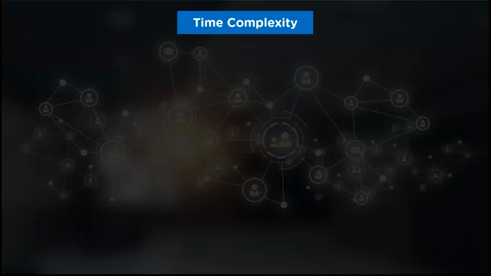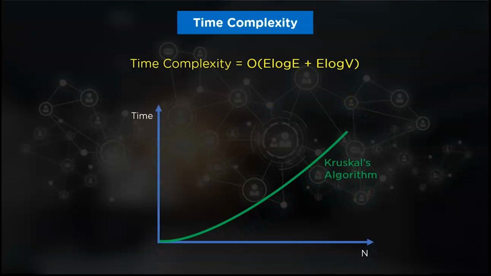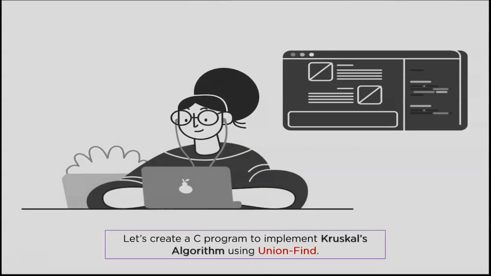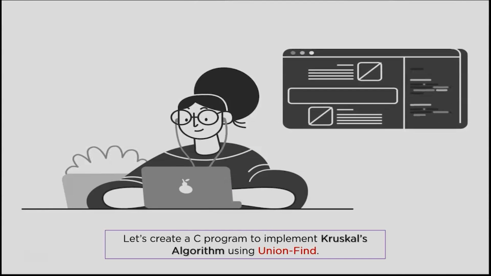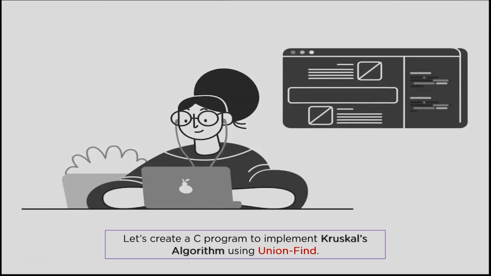Now next up is the time complexity analysis of Kruskal's algorithm. The time complexity of Kruskal's algorithm will be big O of E log E plus E log V. The E log E is for sorting all edges and E log V is for finding the edge from the maintained sets. The average time complexity graph for this implementation will be something like this. It will be of parabolic nature. I hope that you all have understood the strategy for implementing Kruskal's algorithm. So, without wasting any time further, let's visit the code editor to develop a program in the C programming language for Kruskal's algorithm.